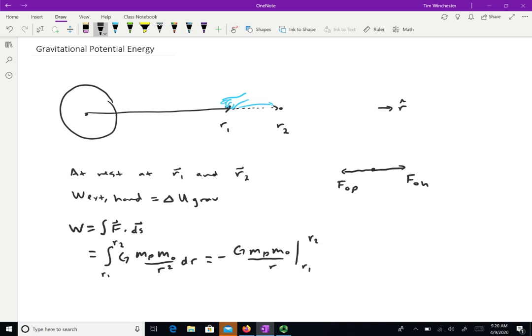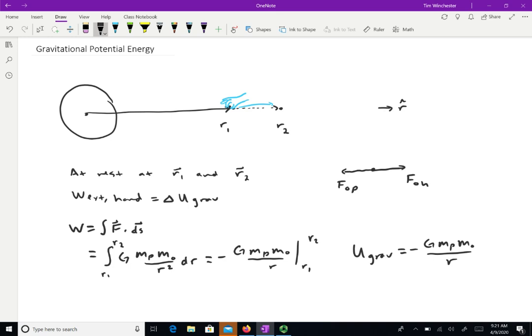And remember, that's equal to the change in the potential energy. So we can see, since we're taking GMm over R2 minus GMm over R1, you can just associate that difference and get that U grav is equal to negative G mass of the planet times mass of the object over r.